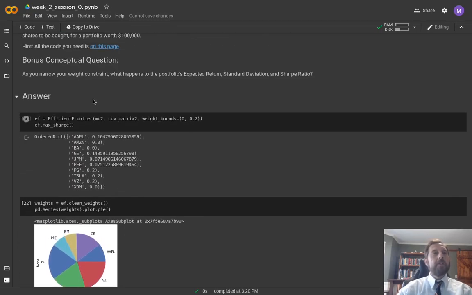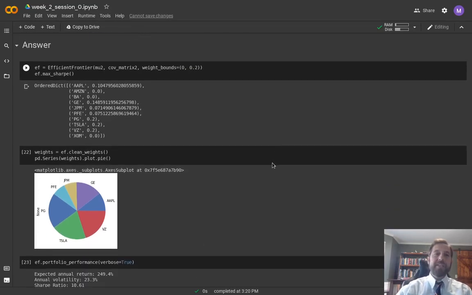Now, for the bonus, it says, as you narrow your weight constraint, what happens to the portfolio's Sharpe ratio? As a general principle, now that we have this notebook, we can test the theory behind it. In general, as you constrain a system more, the optimal solution is worse and worse. As I free the system, the solution becomes better and better. As I constrain the system, it becomes worse and worse. And we can test this.